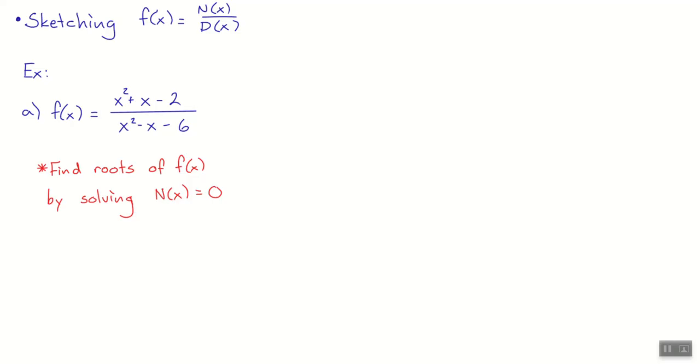I'm going to switch to this green color while we work it, and let's do that same step. What's my numerator? x squared plus x minus 2. We need to set this equal to 0 and solve it using our F word. Factor.